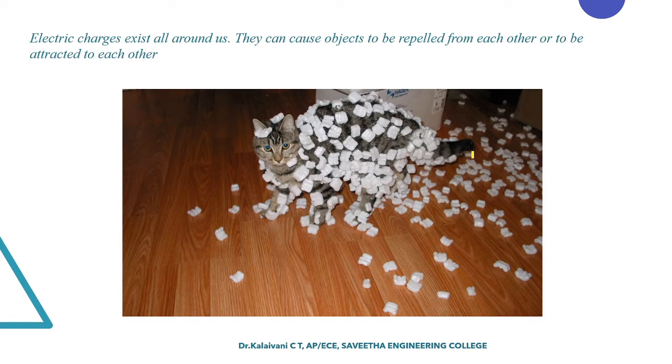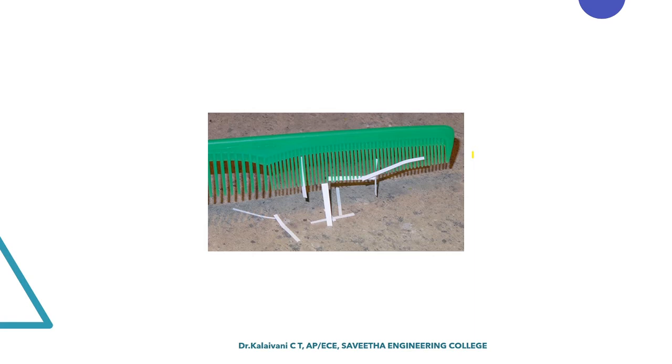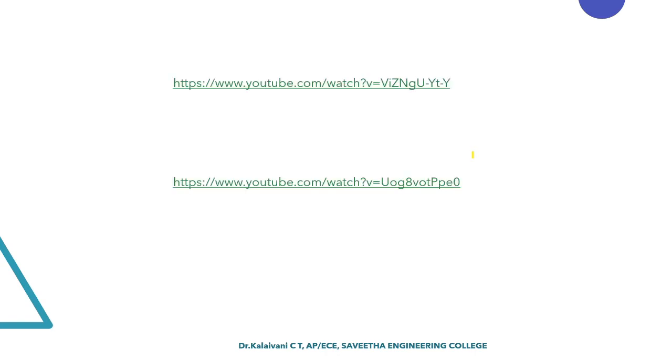So electric charges exist all around us. They can cause objects to repel from each other or to attract to each other. This is a very simple experiment that we have seen in our childhood. The small papers attract towards the comb. When the comb is rubbed with a cotton material, or when it is combed through hair that has a little oil, it will attract the small pieces.